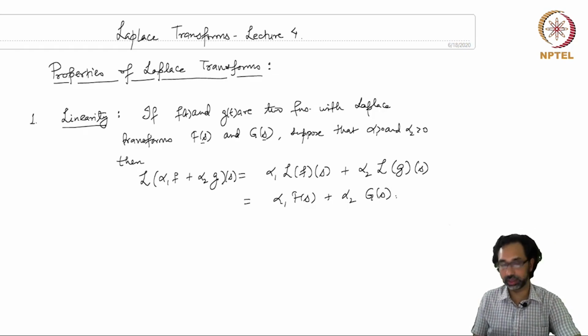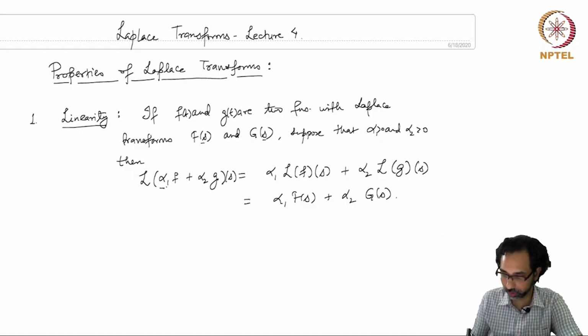This is the linearity property of the Laplace transform, and it says that when you multiply your functions with constants, those constants can be taken out of the Laplace transform, and when you add two functions, the Laplace transform of the added function is the sum of the Laplace transforms of the individual functions.